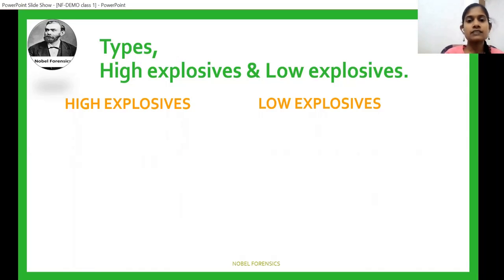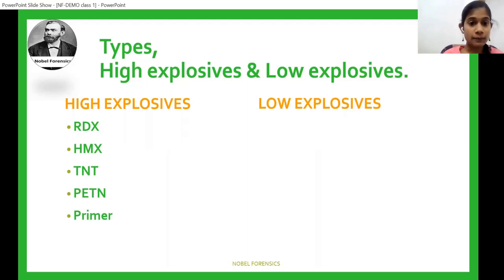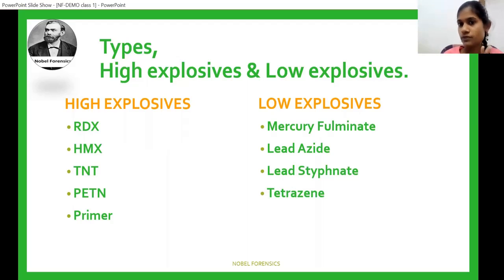Then there are high explosives and low explosives. Actually, explosives are classified based on different nature of the explosives, based on the use of explosives. There are different types to classify that, but here I just added high explosives and low explosives. High explosives include RDX, HMX, TNT, PETN. And primer is also a high explosive. Just remember this thing: primer is also a high explosive. Then low explosives, just remember these four names. There are only four low explosives.